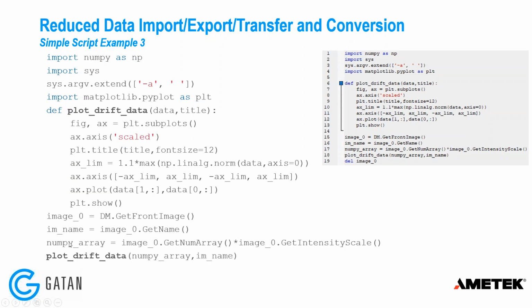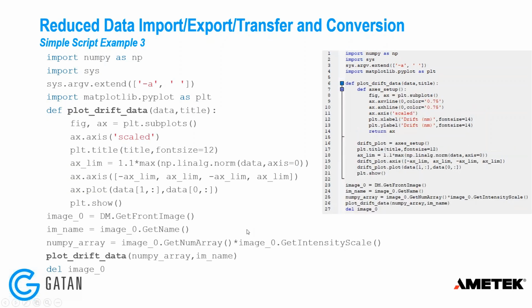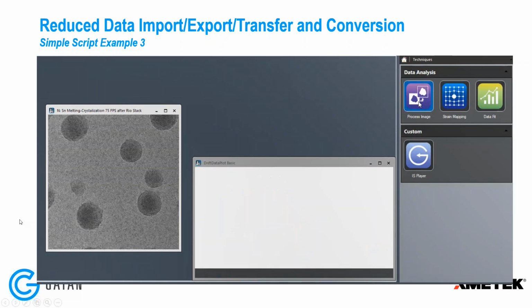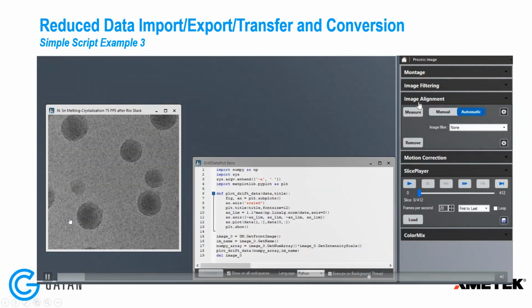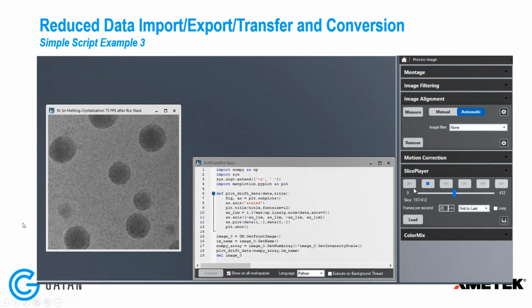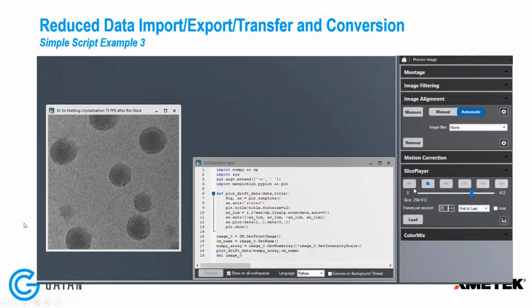So now I have my scaled NumPy array, and I will use my plot drift data function with my scaled NumPy array and the image name that I got from the image, which will be my title. And so let's see what this looks like. And I could even make this a bit more complicated and add some more axes titles, etc. We'll see that in a minute.